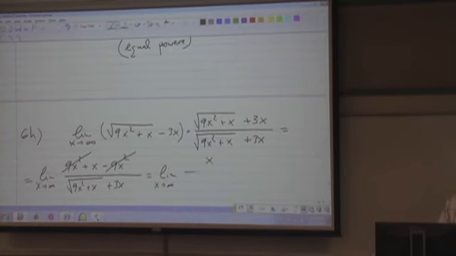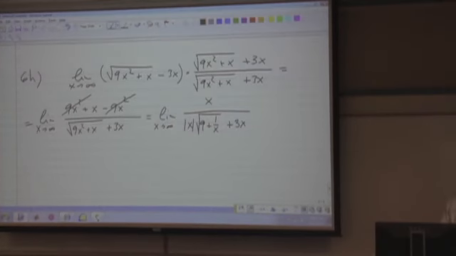I have x divided by the absolute value of x times the square root of 9 plus 1 over x, plus 3x. Right? Yes? And now what happens with the absolute value? We're going to positive infinity, so that goes away. So I just have x divided by x times the square root of 9 plus 1 over x, plus 3. I kind of skipped a step here and there.